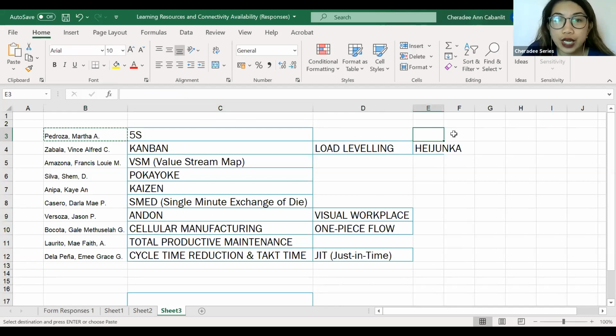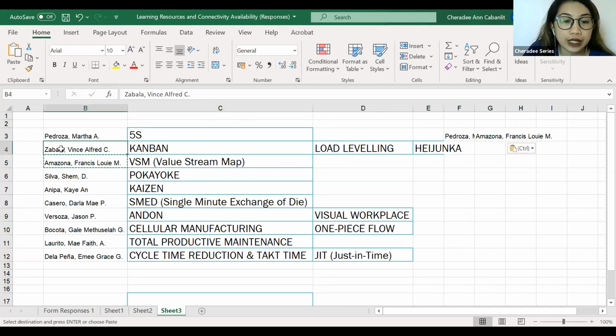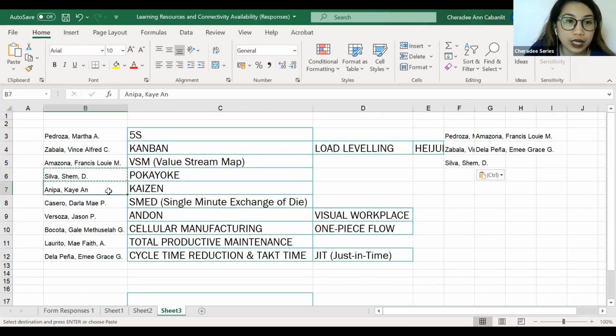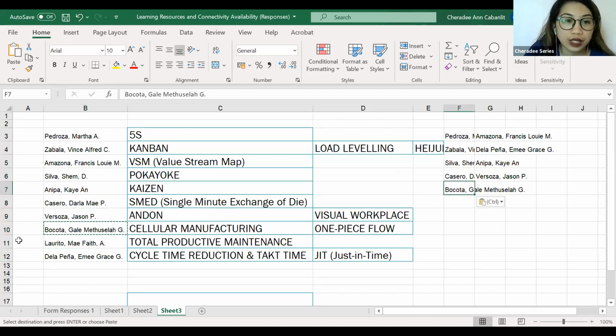Pedrosa and Amazona. And then Zabala and De La Peña. Okay, and then Silva and Anipa. Acero and Versosa. And then Bukota and Laurito.